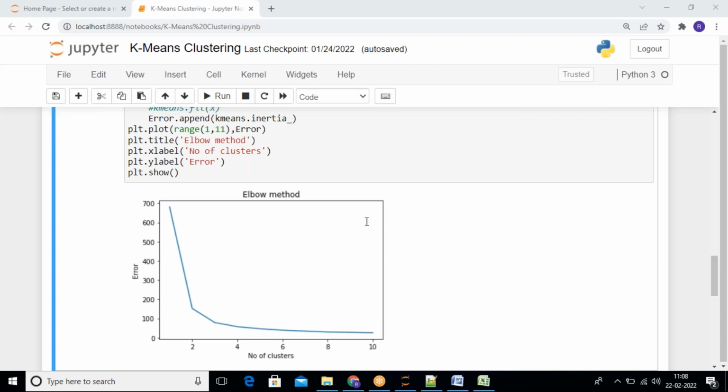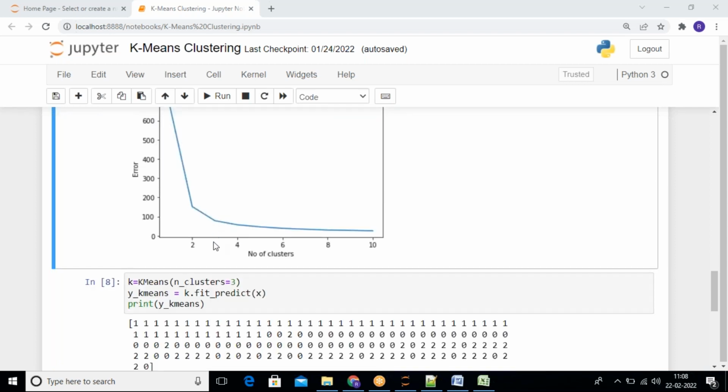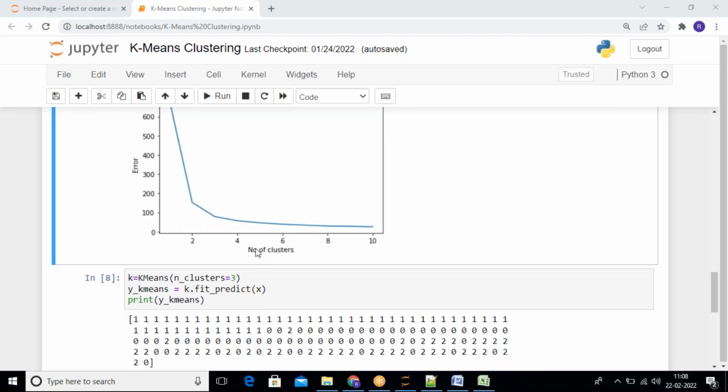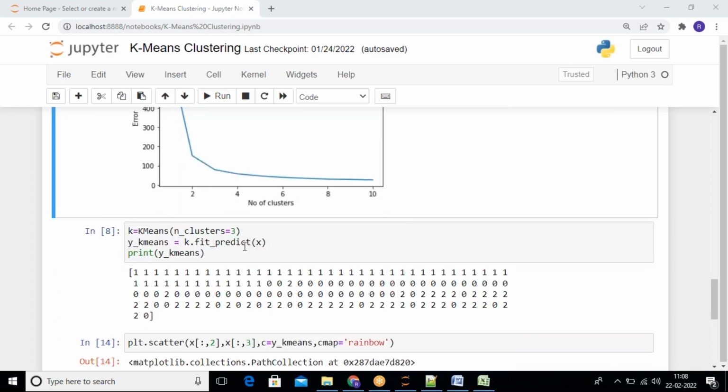Now, Darshan, did you get the answer to your question? Yes, sir. This is what we call the elbow method. Here we have an elbow at 3, between 2 and 4. Now I know, I am 100% sure, that I have to form 3 clusters.